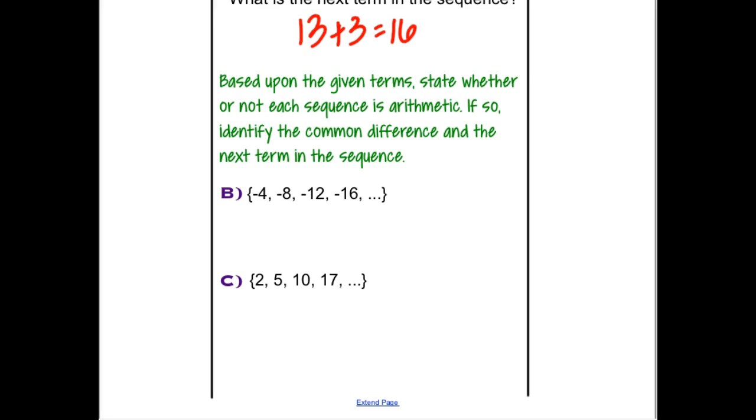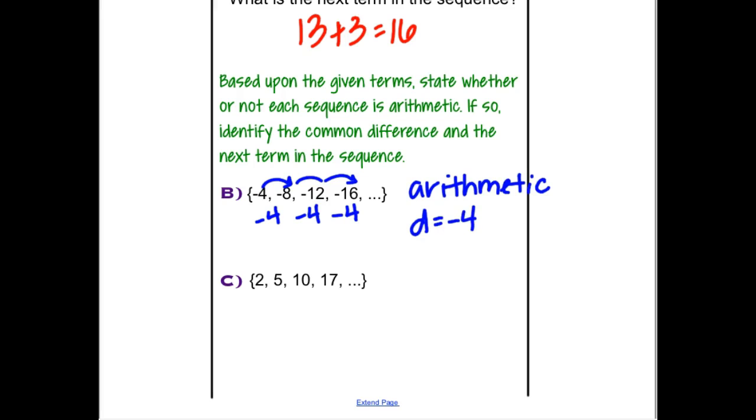So I look here, and from negative 4 to negative 8, I'm dropping 4 because I'm going more negative. I'm minus 4. I go from negative 8 to negative 12, and you do need to check every term because I've been known to change one of them. And from negative 12 down to negative 16 is dropping by 4. So you would say yes, it is arithmetic, and D is negative 4.